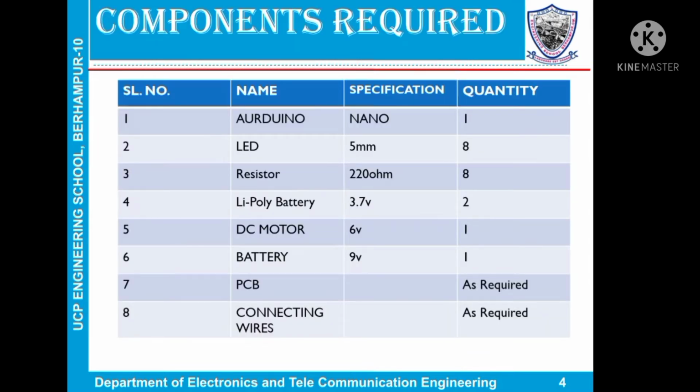Components required. These are the components to build my project: Arduino Nano, 5 mm LED, resistor 220 ohms, 8 lithium polymer battery, DC motor, battery, PCB and connecting wires.